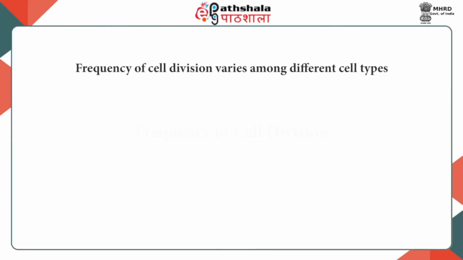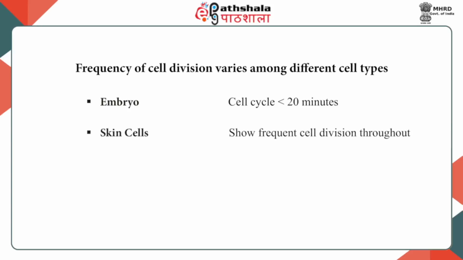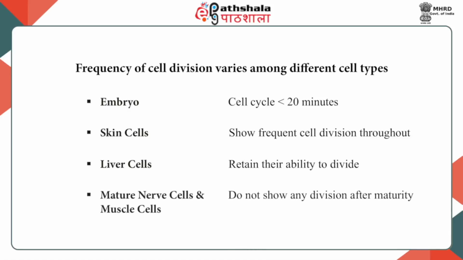Frequency of cell division varies among different cell types. For example, cells of an embryo divide approximately every 20 minutes. But if you take the example of our skin cells, they show frequent cell division, around a 12 to 24 hour cycle, and they are replaced very fast. Our liver cells retain their ability to divide, but divide only when required, meaning once in every year or two. A few of our cells permanently enter the G0 phase of the cell cycle and stop dividing after maturity. For example, mature nerve cells and muscle cells.